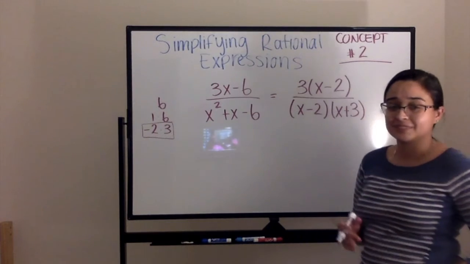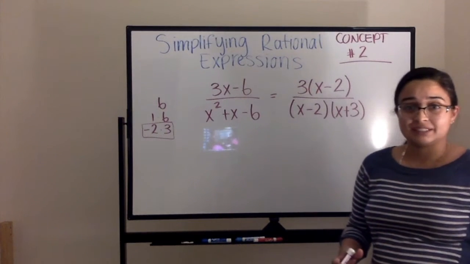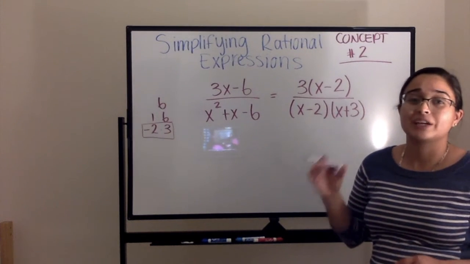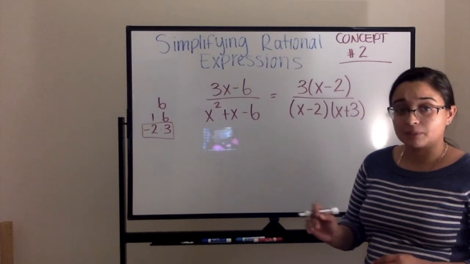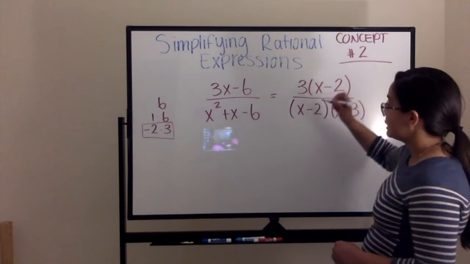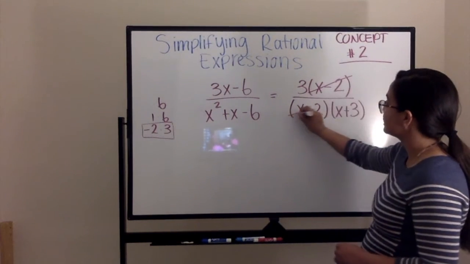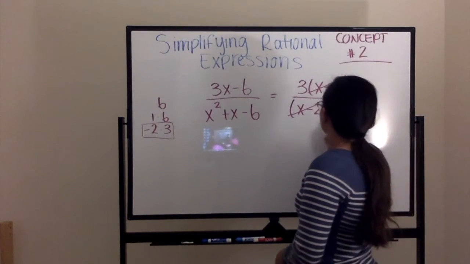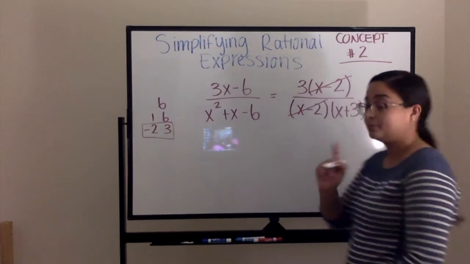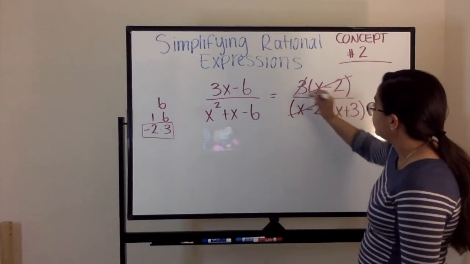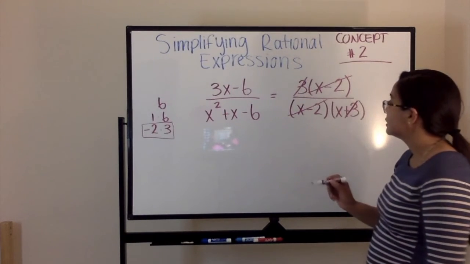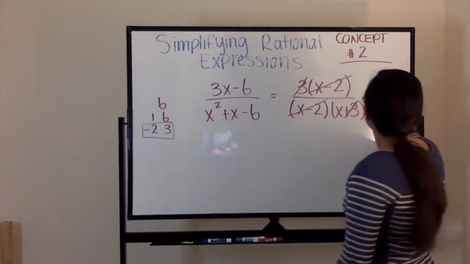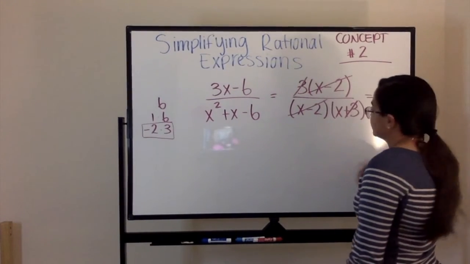You see? Now we're simplifying this. Do you see what we can cancel out in our numerator that we can also cancel out in our denominator? X minus 2. So cancel those two out. We can also cancel out this 3 and this 3. That means we are left with 1 over x.